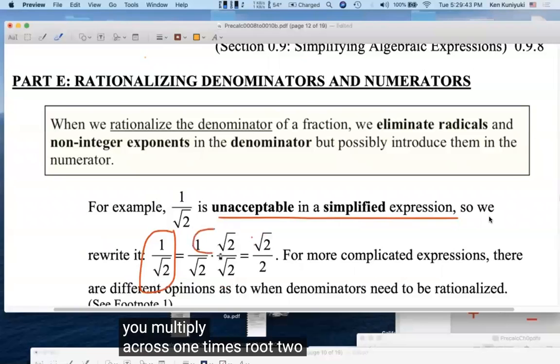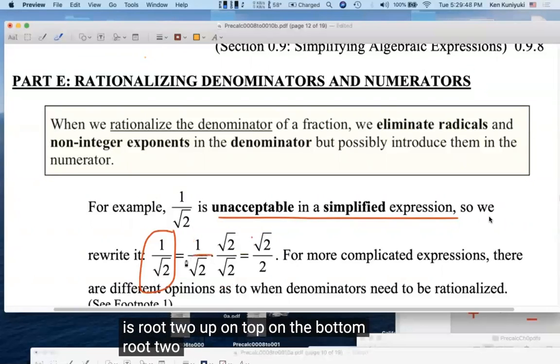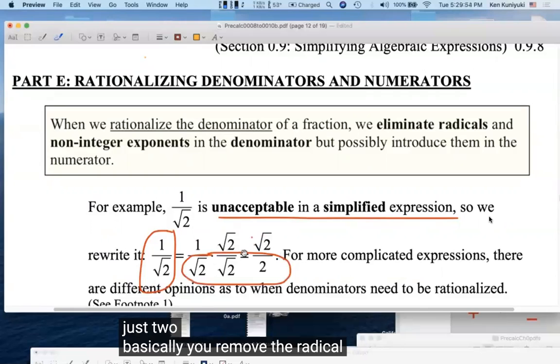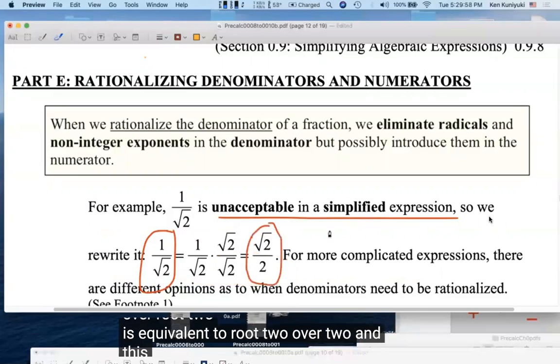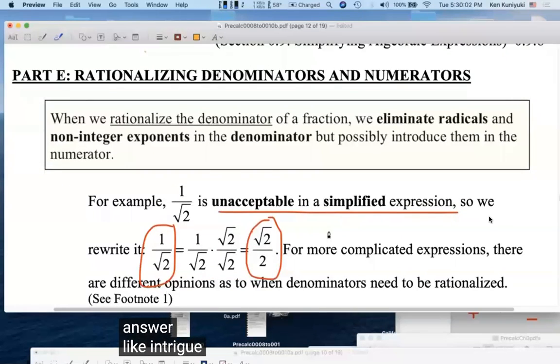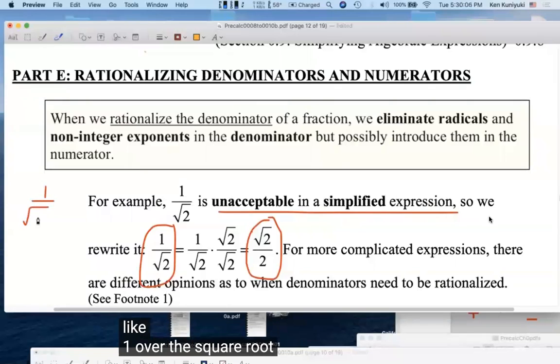1 times root 2 is root 2 up on top. On the bottom, root 2 times root 2 is root 4, or just 2. Basically, you remove the radical. So 1 over root 2 is equivalent to root 2 over 2. And this is more acceptable as a final answer, like in trig.